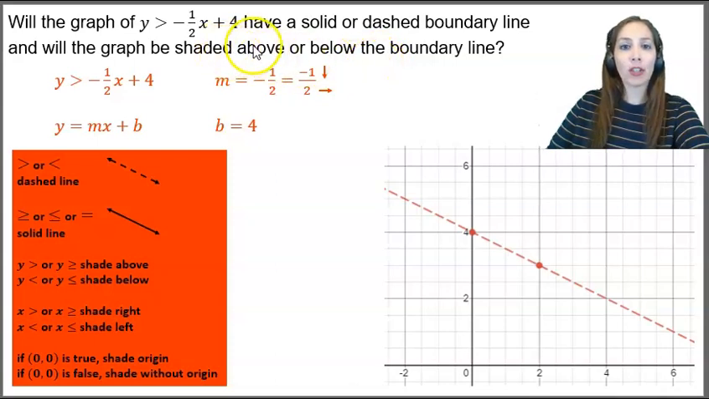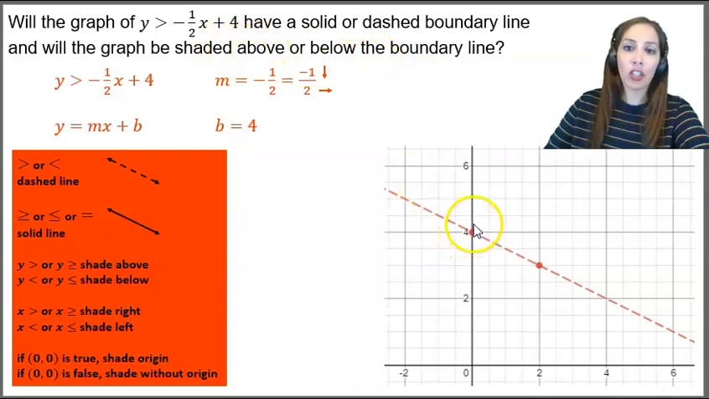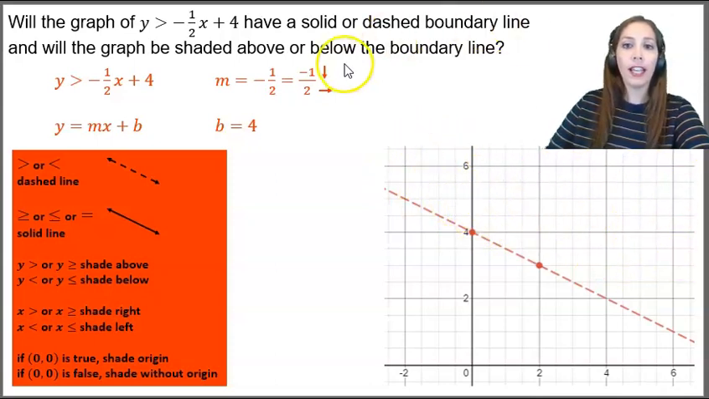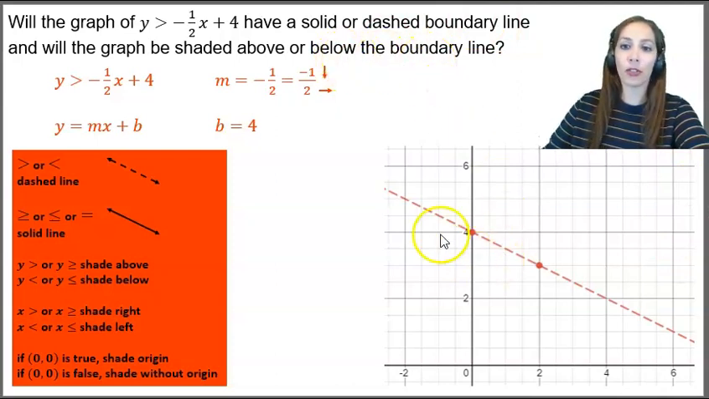When it is talking about shading above, that means you are looking above the line. This part up here is above the line, all of this section here. If we are talking below that boundary line, we are talking below it down here. One way some students like to remember this is shading above means you go up, shading below means you go down on the y-axis. So shading above is up on the y-axis, shading below is down on the y-axis.